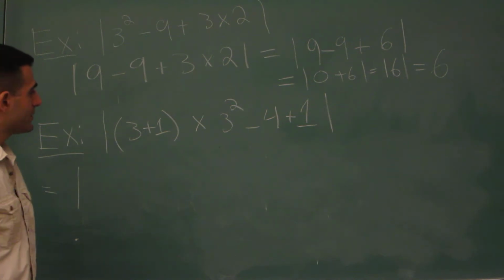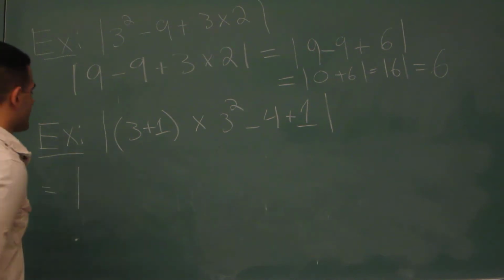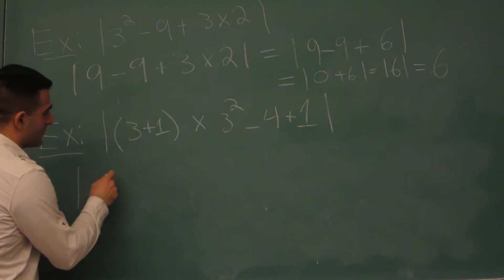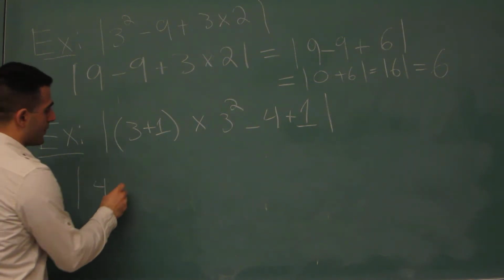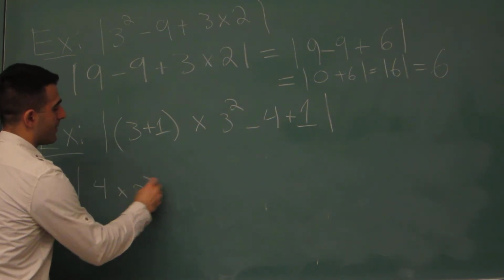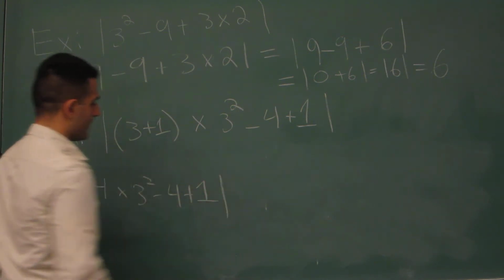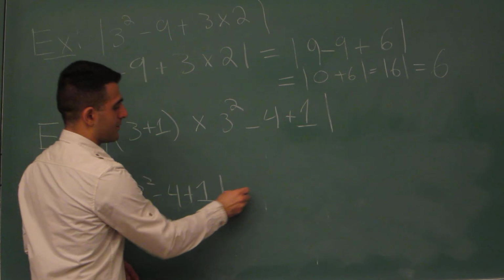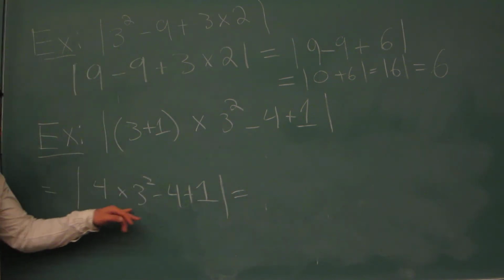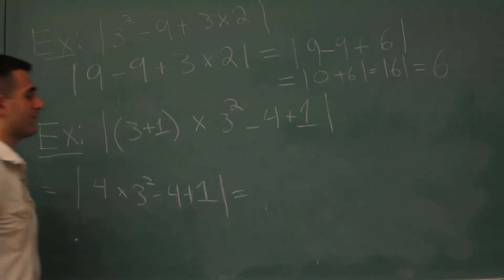What do we have to do first? We have to do the brackets first. So we keep the absolute value symbol. We get 4 times 3 to the power of 2 minus 4 plus 1. What do we do next? The next thing we have to do is evaluate the 3 to the power of 2.